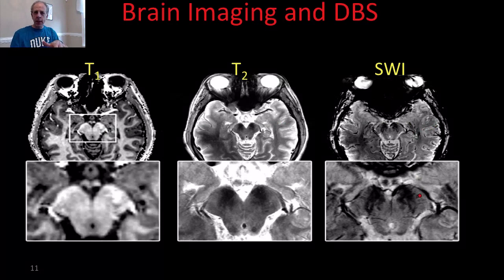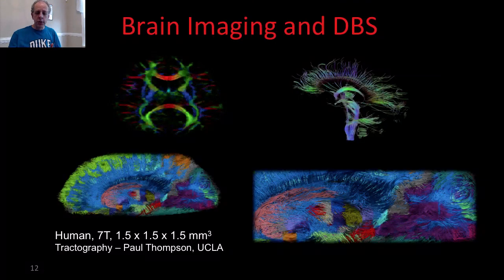So the subject is in the magnetic resonance machine. It's the same hardware, but you change the software a bit, and you can get different things like T1, T2, susceptibility weighted imaging, and of course, diffusion imaging, as we just saw. And you try to combine all of these. What do I mean by that?